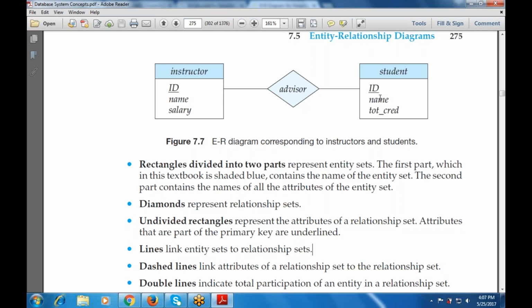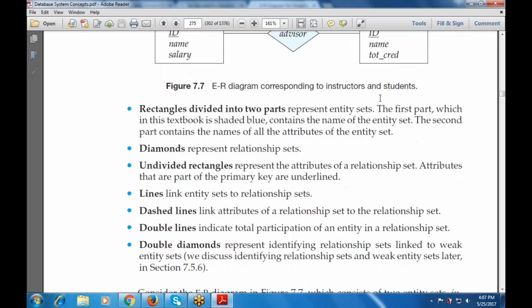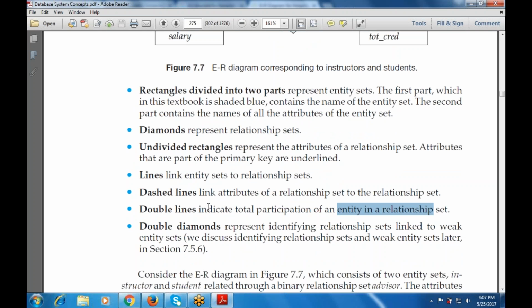Then a dashed line links an attribute of a relationship set to the relationship set. Then a double line indicates total participation of an entity in a relationship set. Then a double diamond represents the identifying relationship set linked to a weak entity set.